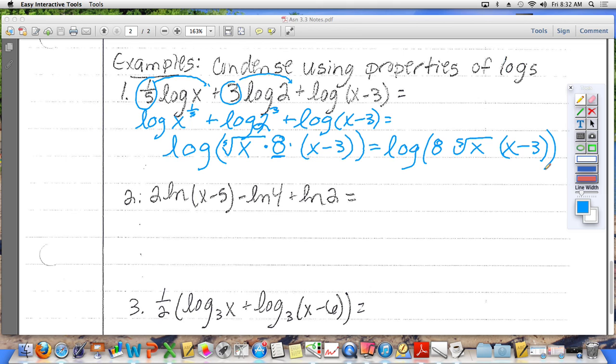Number 2, you have 2 ln of x minus 5 minus the ln of 4 plus the ln of 2. All natural logs, leave them in natural logs. But the problem here is that we are subtracting those, and then we are adding that last one. So we have a combination of things being divided and then being multiplied. And according to PEMDAS, please excuse my dear Aunt Sally, you multiply and divide from left to right. So in this case, you will end up multiplying x minus 5 times the 4 and then dividing by 2 if you follow the correct order.